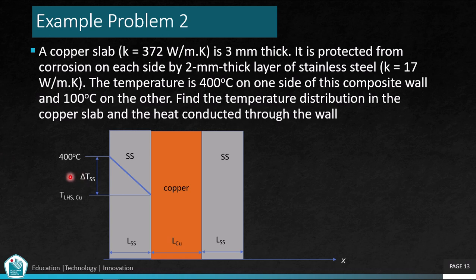And we see again, the copper on the right hand surface will have a lower temperature than the left hand surface, with the temperature of TRHS copper.